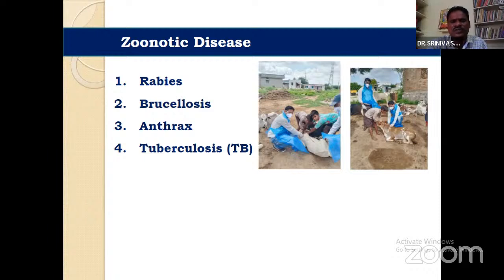Next is brucellosis. Usually the field veterinarians, people working with animals, and dairy workers get this disease also. Brucellosis is common in dairy animals, where pregnant animals will abort in the mid period. Humans get fever and joint pains when they get this disease. Even infertility in males is seen.